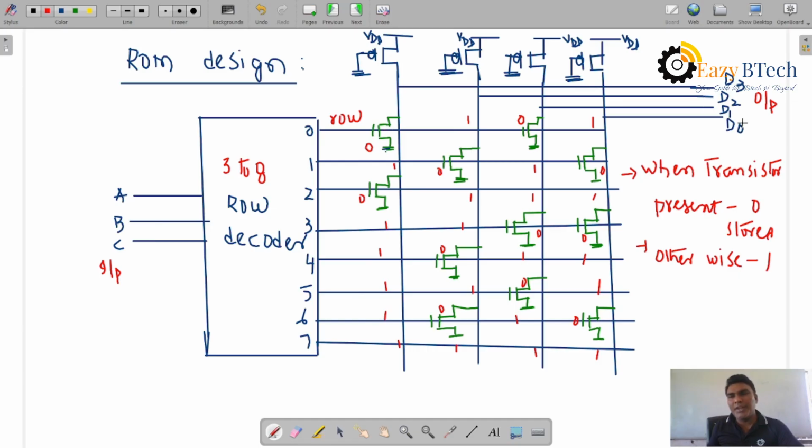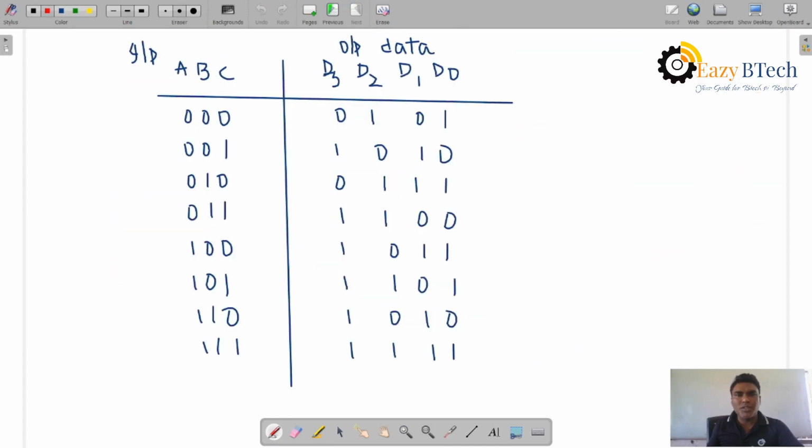D3, D2, D1, D0 are the output data. You can also observe this in the table representation, where 0 means a transistor is present and 1 means a transistor is not present. So this is about the ROM design of the row decoder. Let us see the NMOS structure of ROM.